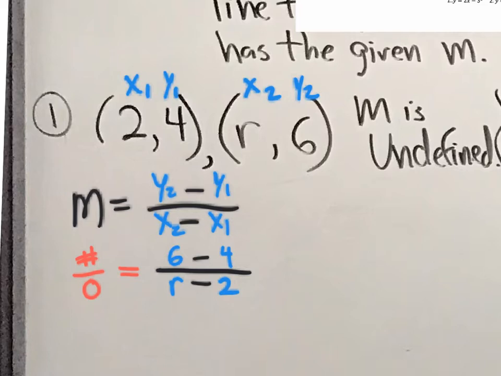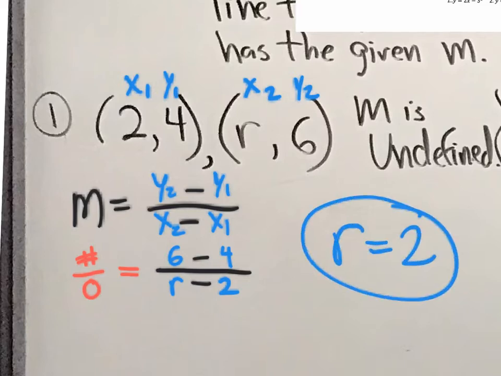Yeah? So at the end of it all, the only thing that really matters is that our denominator has to end up being 0. Does that make sense? So if r minus 2 has to be 0 in order for this thing to become undefined, what does r have to be? R has to be 2. Does that make sense? So that's it. The answer is r equals 2.